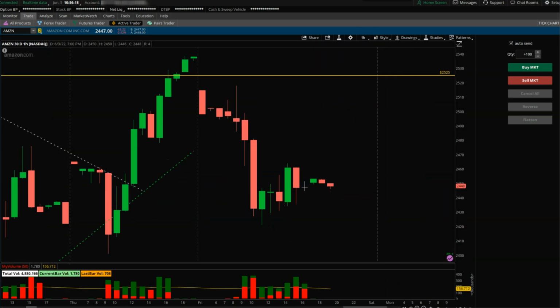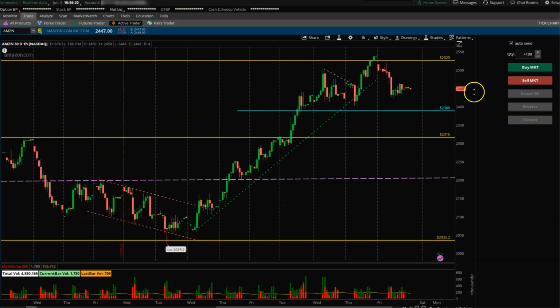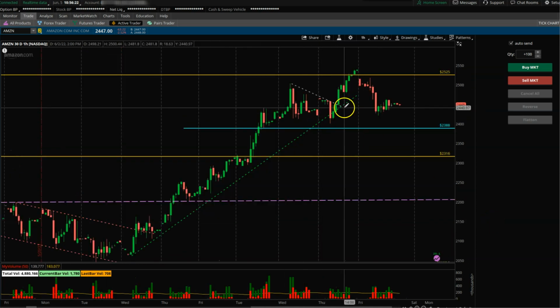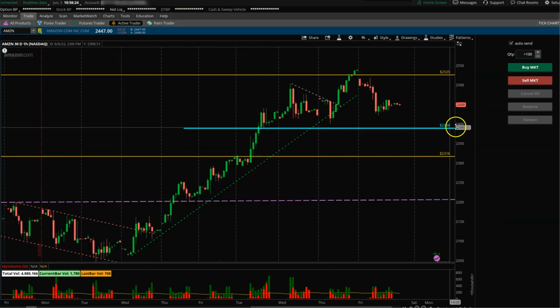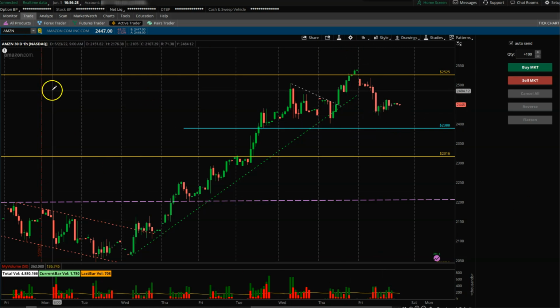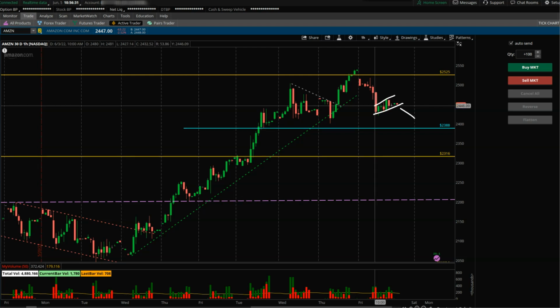On a lower time frame, hourly view, it looks nice, still consolidating as long as it's above 2388. It's making a bear flag-ish kind of pattern here, but we'll see if it gets any follow through Monday morning to the downside. And if it does, 2388 would be the initial target, and then we can see if it wants to go back up or if it breaks down further towards this 2316 level.